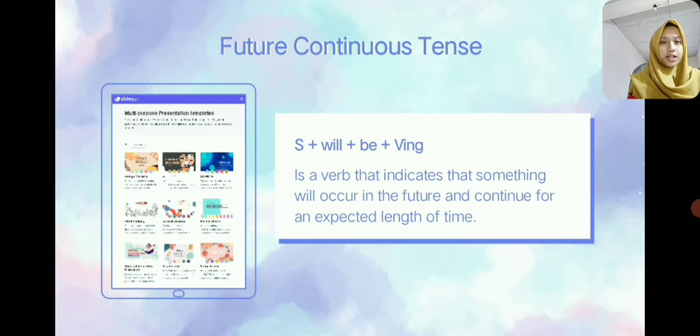Future continuous tense has the formula: subject plus will plus be plus verb-ing. Future continuous tense is a verb form that indicates that something will occur in the future and continue for an expected length of time. But in these short stories, I could not find an example of future continuous tense because there is no sentence which is suitable with the formula.